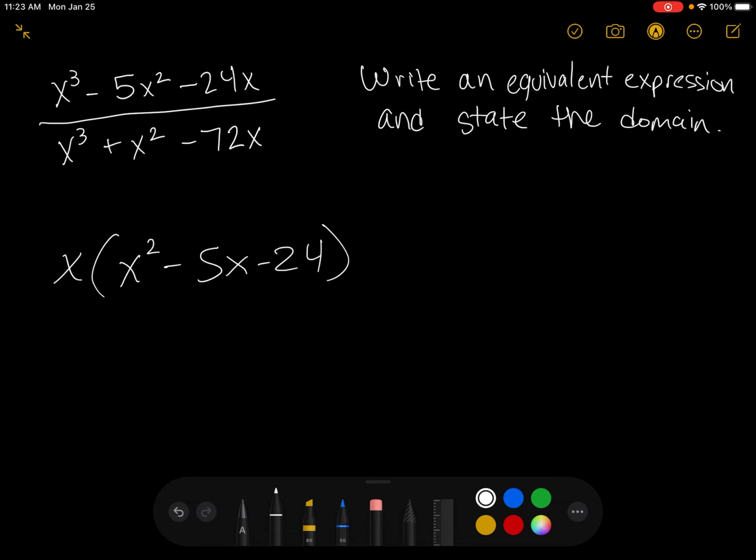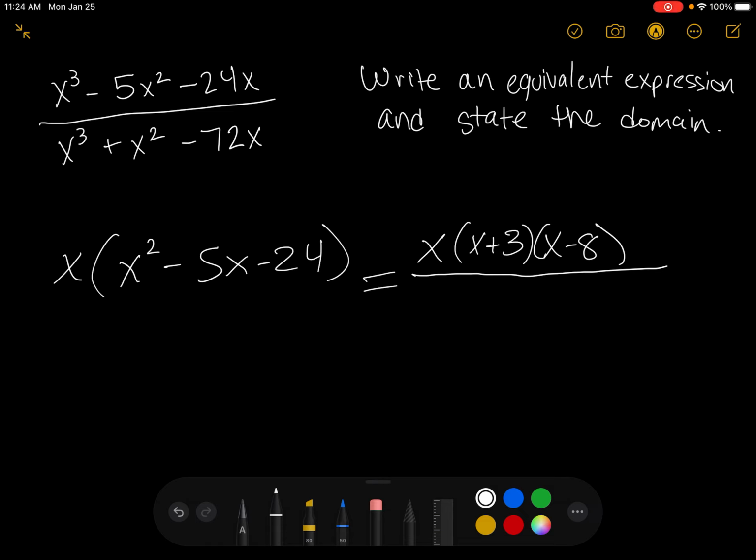So now what you're going to do is factor this quadratic. And that is going to be very simple. So I'm going to have x times, and then two numbers that multiply into negative 24 but add up to negative 5, which are negative 8 and positive 3. So x plus 3, x minus 8. If you were to multiply this out, you would end up with your original expression. You should know how to factor, so I'm not going into detail on that. So I now have x times x plus 3 times x minus 8 as my numerator.